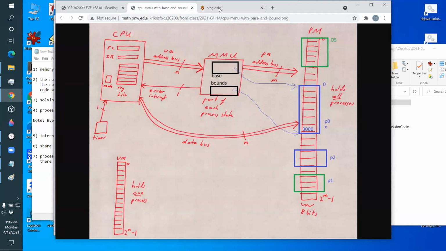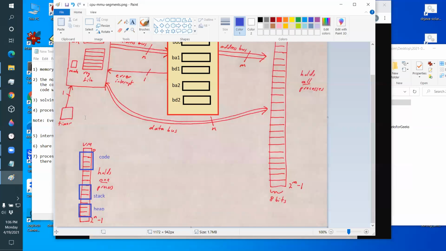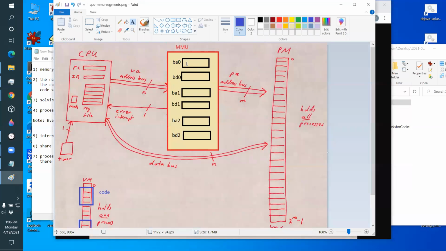Okay, so right now, what we'll do is we'll have a process. Okay, it's got its code piece, its stack piece, and its heap piece. If I drew it the way they did it, I would have drawn the stack or the heap right next to the code, and then the heap grew down and the stack grew up. But what we're going to do now is to say we're going to have a code base and bounds register, a heap base and bounds register, and a stack base and bounds register.